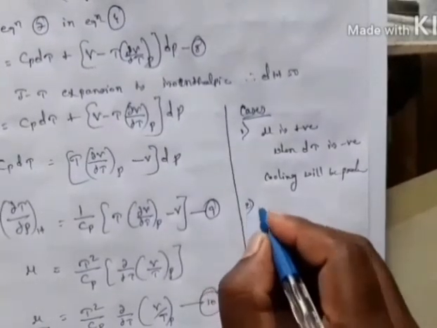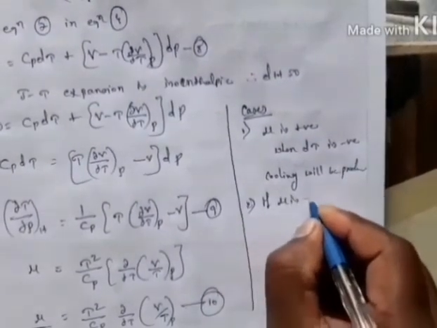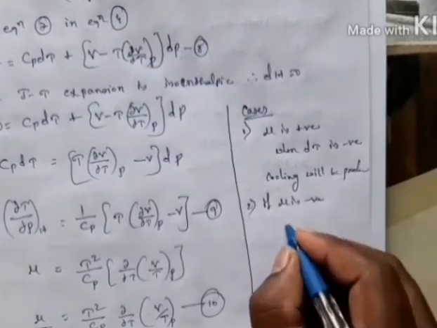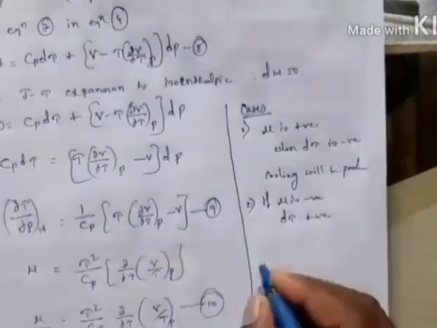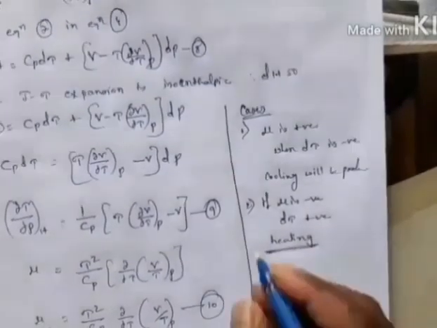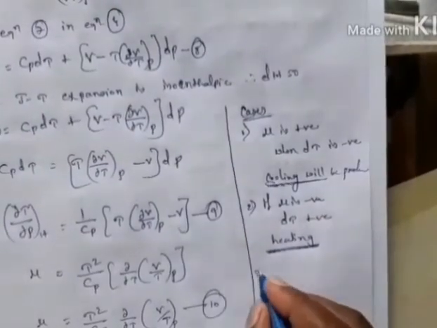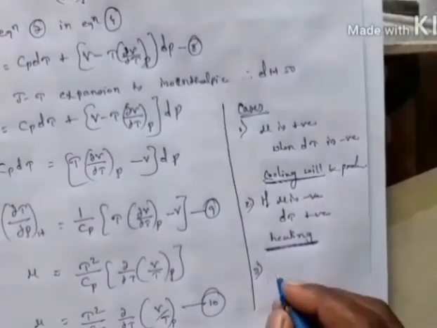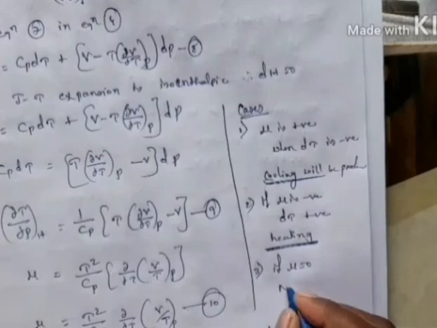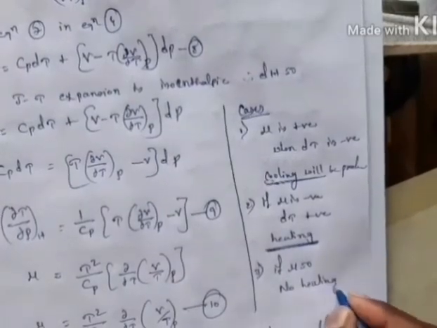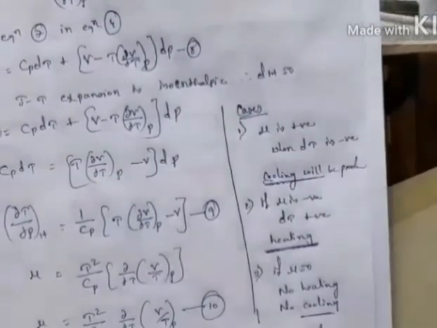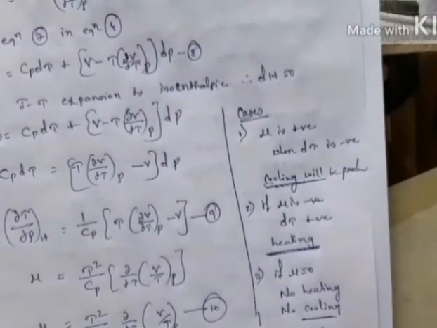Second case, if mu is negative, dT is positive, therefore it implies a heating effect. Here it is cooling and here it is heating. And the third case, if mu is equal to 0, this implies no heating and no cooling process takes place. These are the three cases they explain in the Joule-Thomson coefficient.